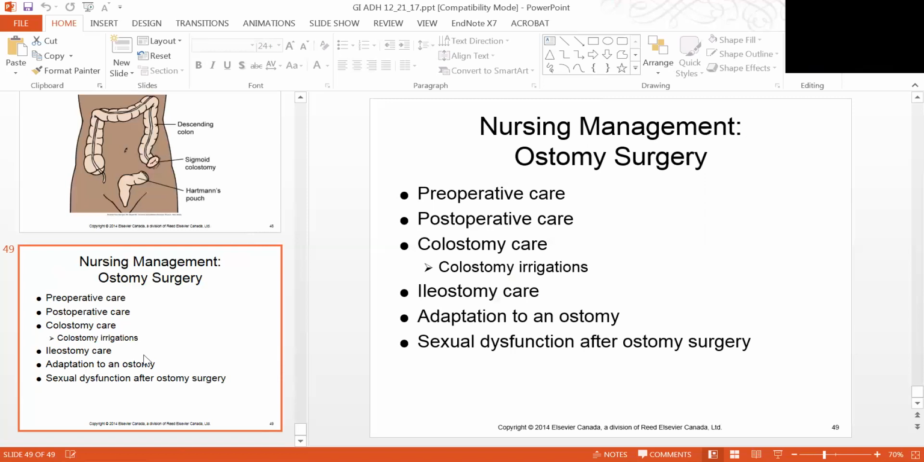The other thing I just wanted to touch base on as we finish up is around NG tubes. So after surgery, of course, they're going to have an NG tube placed. Please be mindful of your NG.